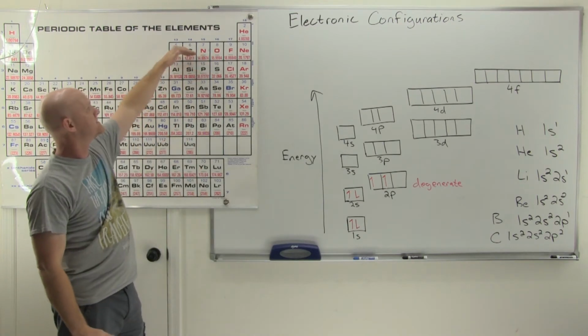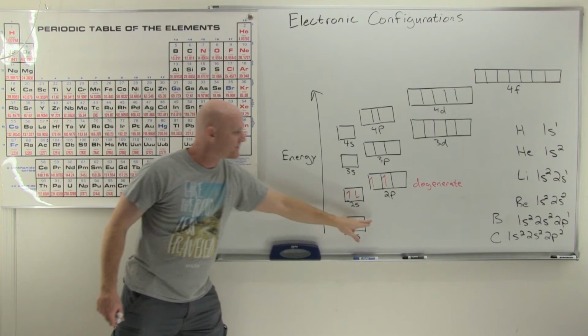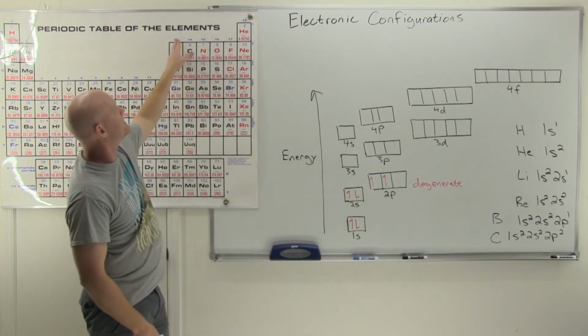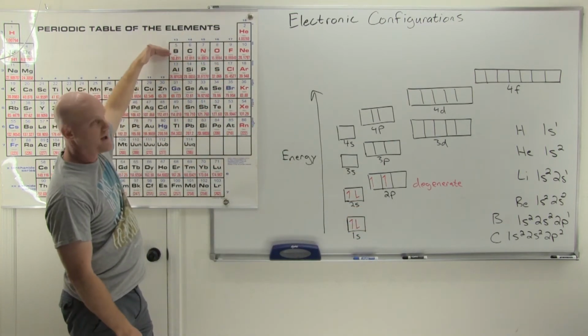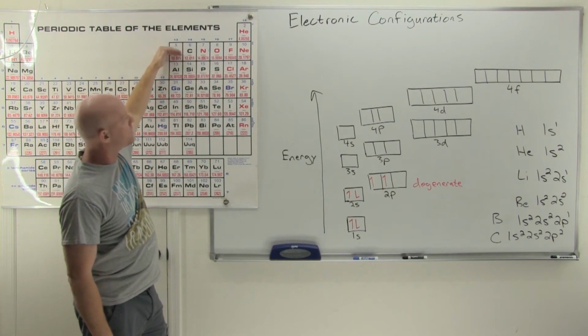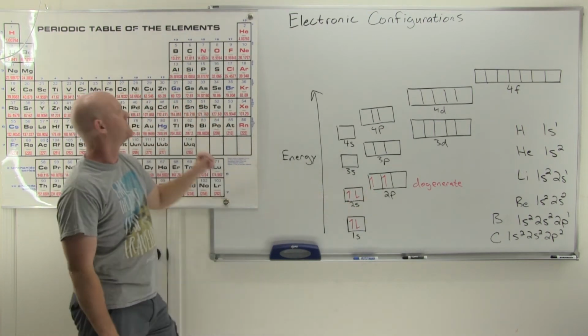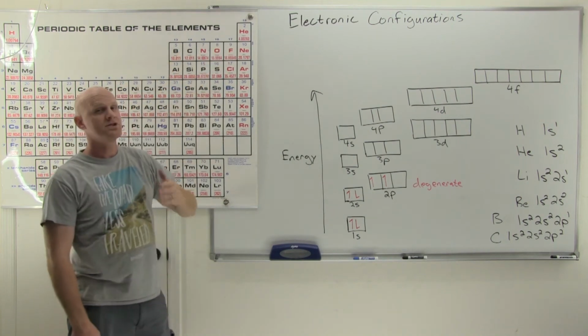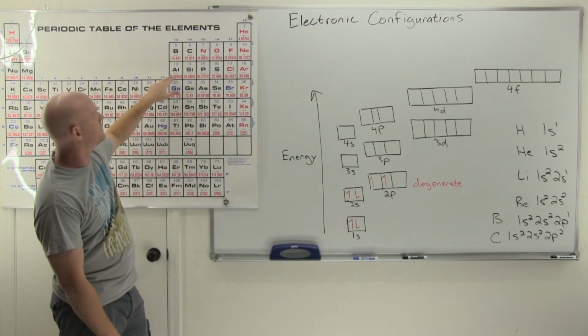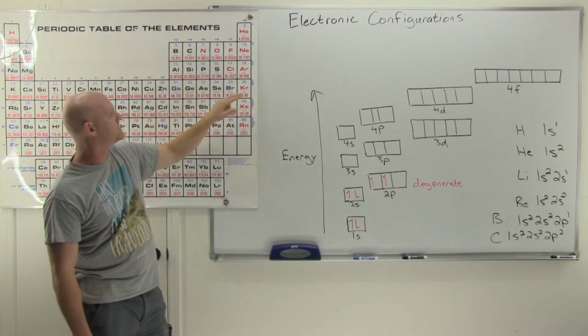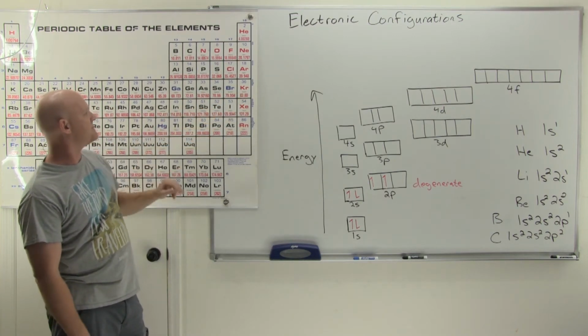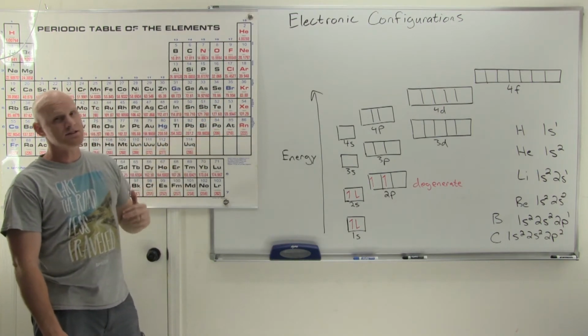Same thing here with the P's. Notice there are no P's in the first shell, and that's why there's no row of elements right here. But in the second period, we have a row of P elements to correspond to the 2p subshell. And so boron through neon would be the 2p. Aluminum through argon 3p, gallium through krypton 4p, indium through xenon 5p, thallium through radon 6p, and so on and so forth.